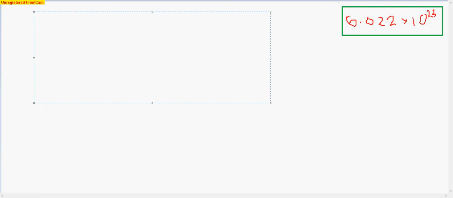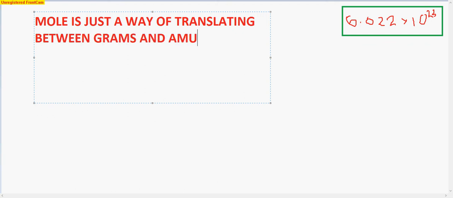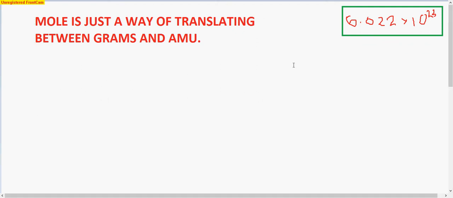Now it is why we need it. It is because mole is just a way of translating between grams and AMU. See, mole is just a way of translating between grams and AMUs. And why do we need that? Because the mass of an electron is not something we can calculate as a whole number. For example, I'll write the accurate mass of it.